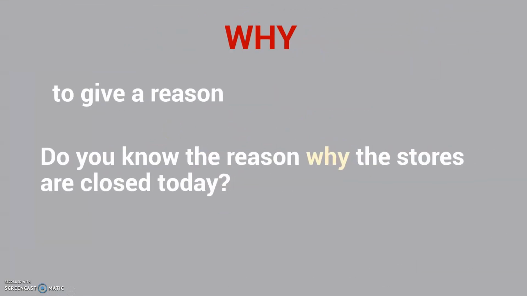And we also have why. As you can see, this tells me extra information about a reason. So normally this type of clause is gonna be after words like reason or the cause of something. For example, do you know the reason why the stores are closed today? Good. So we have the reason, and after that we have the relative clause, why the stores are closed today. Why tells me a little bit more about this reason. It describes it. Remember that all the relative clauses are to describe or give extra information.